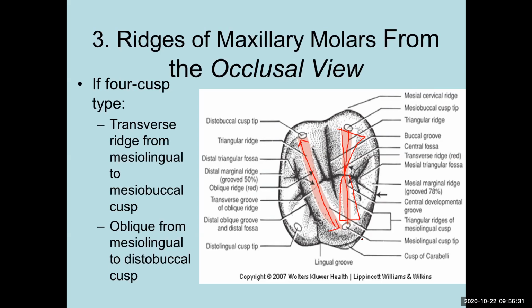And a transverse ridge is typically indicative of a maxillary molar. Mandibular molars don't have oblique ridges. That's what you want to look for, an oblique ridge.